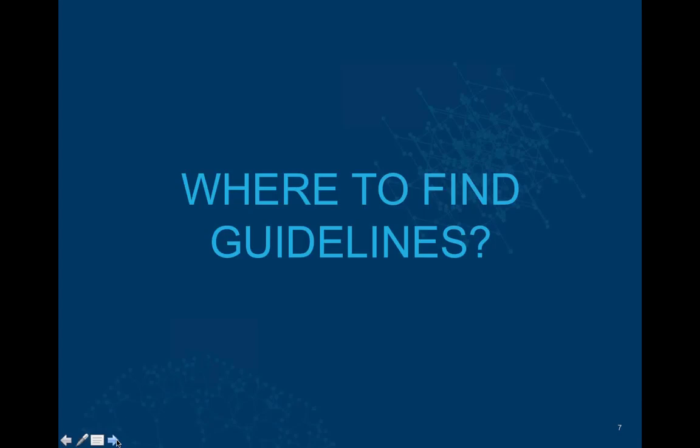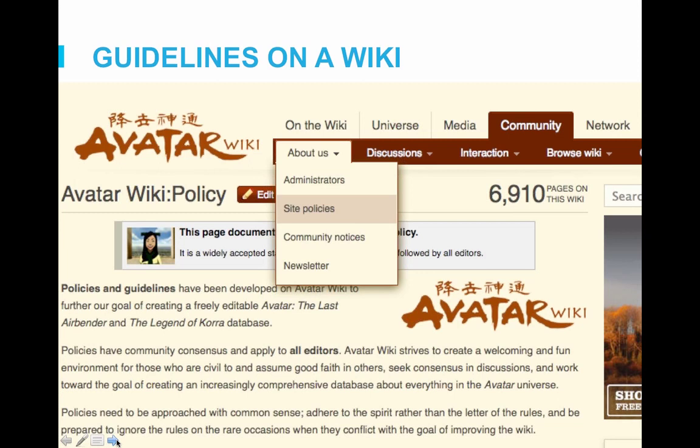So you might be wondering, where can I find a wiki's guidelines? On many wikis, the terms guidelines and policies are used interchangeably. Many wikis have a link to their policies in their navigation, generally under the community tab. Here you can see an example from the Avatar Wiki. Their policies are linked from the community tab in their navigation. This is a good place to put them so all users can access them from anywhere on the wiki at any time.